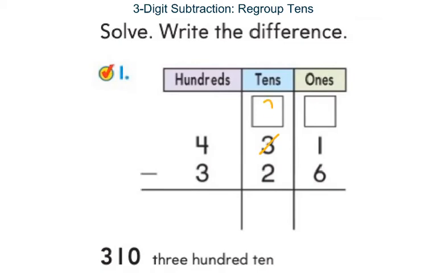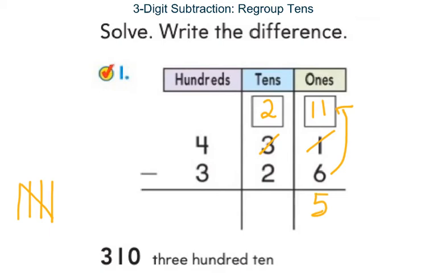We borrow 1 from the tens. That leaves us with 2. And we regroup 10 in the ones. That leaves us with 11. Now we have 11 minus 6. We count from 6 until 11. And we say 6, 7, 8, 9, 10, 11. 5. Correct.